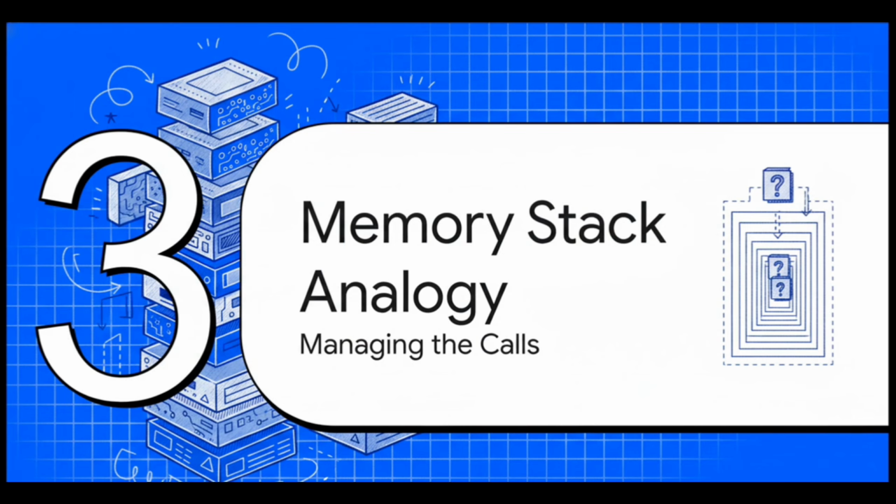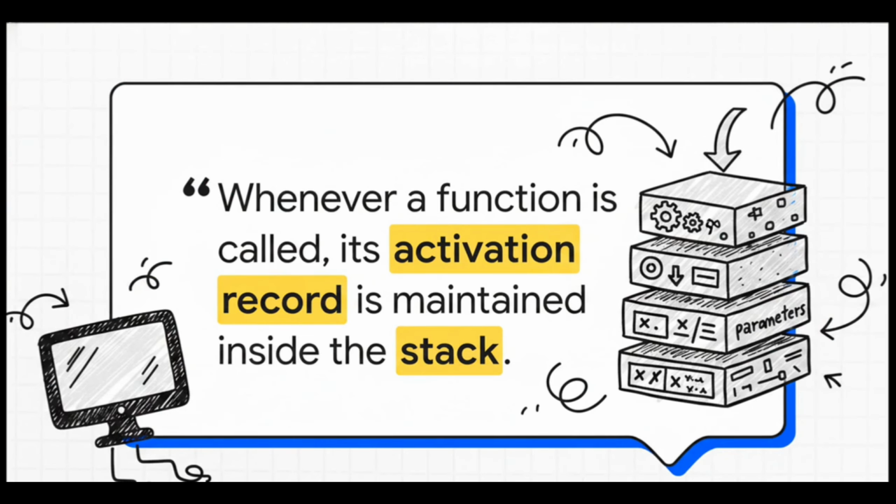All right, Section 3, the memory stack analogy. If a function is constantly calling itself, how does the computer keep track of all these overlapping tasks without getting horribly confused? The answer lies right here. The crucial mechanism behind this is the activation record. Every single time the function runs, the computer creates one of these. Think of it as a temporary snapshot or a sticky note. This record holds all the local variables, the parameters, and the exact progress specific to that one specific call. It then gets stored in a designated area of temporary memory called the stack.